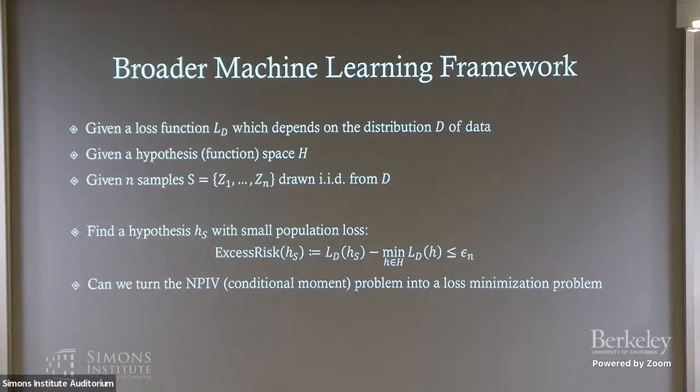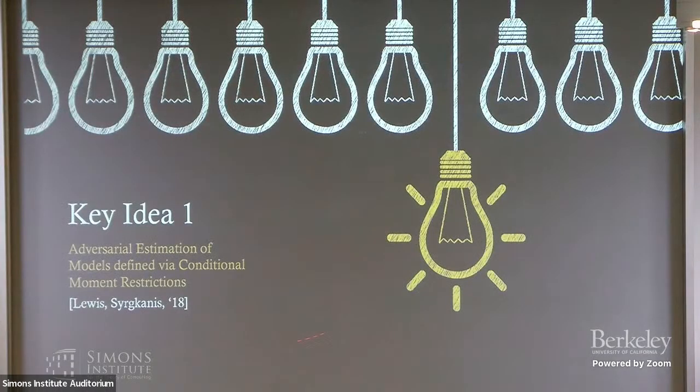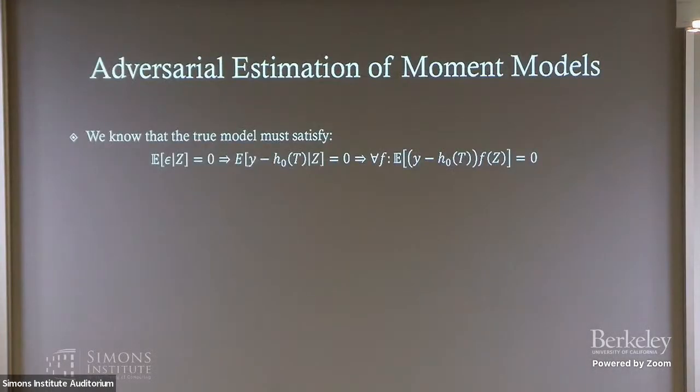So how can we turn the non-parametric IV problem into a loss minimization problem? That was our first question. And that led to a paper we wrote with Greg Lewis a few years back, which gave an adversarial formulation of this conditional moment problem. So we can turn it into a loss minimization problem, but it's going to be an adversarial loss. Nathan already presented it, but let me go through the derivation.